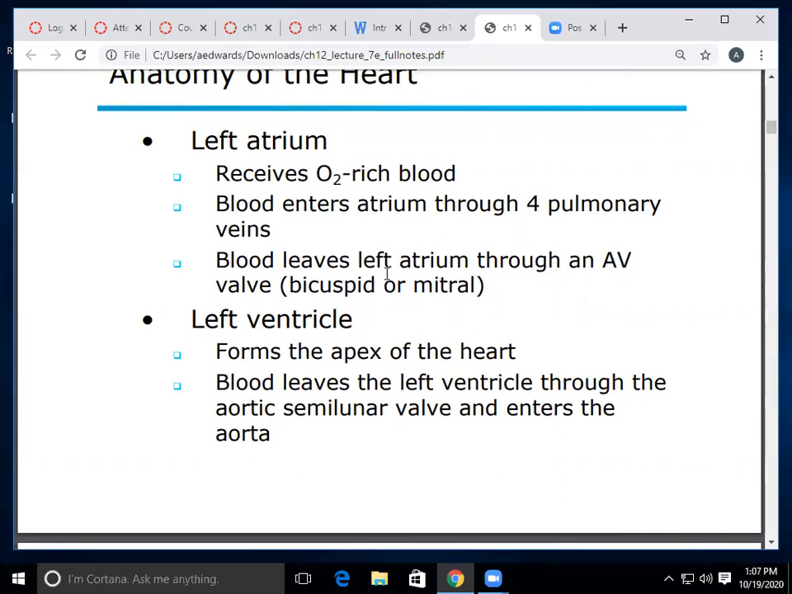Now, on the left side of the heart, you have oxygen-rich blood, and it's coming into the heart through the left atrium. That blood gets there from the pulmonary veins. You have 2 on each side of the body, so you have a total of 4 pulmonary veins.